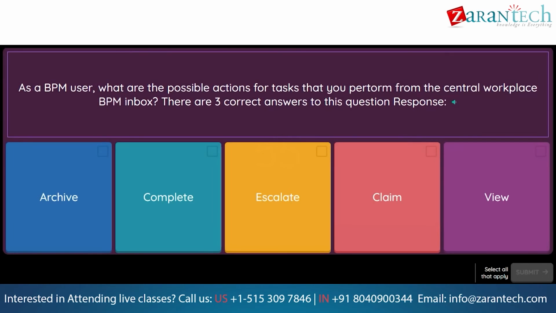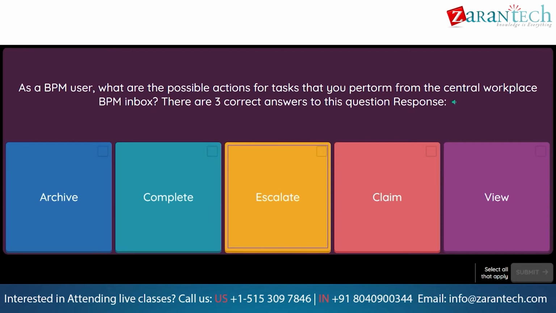Question: as a BPM user, what are the possible actions for tasks that you perform from the central workplace BPM inbox? There are 3 correct answers to this question. Response: Option 1, archive. Option 2, complete. Option 3, escalate. Option 4, claim. Option 5, view.